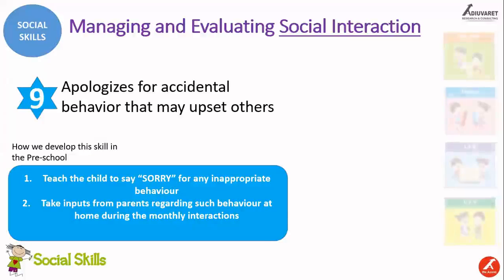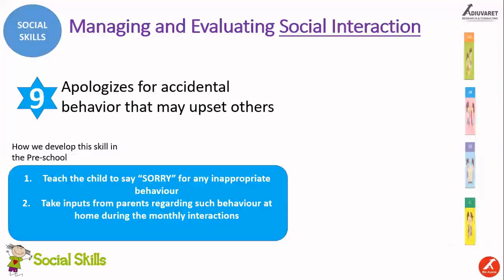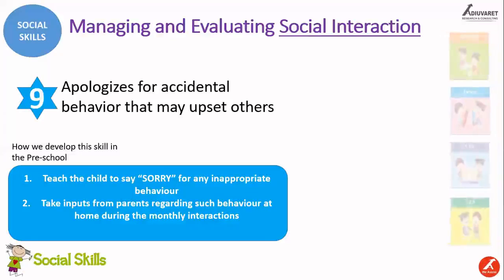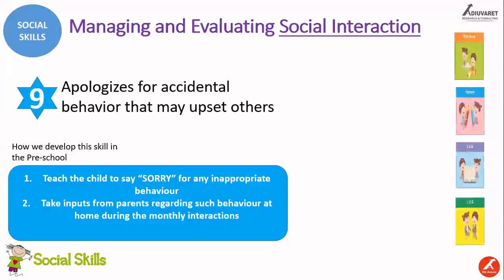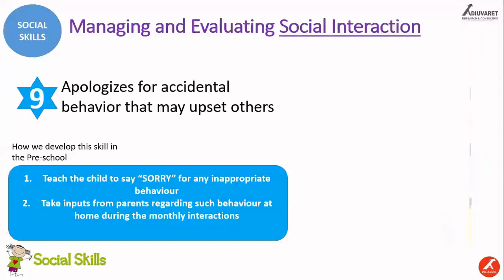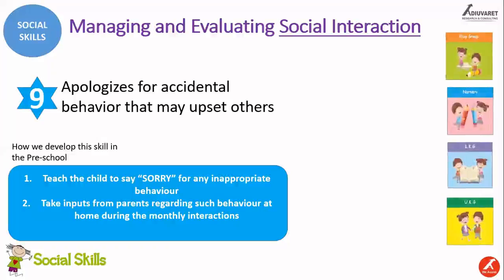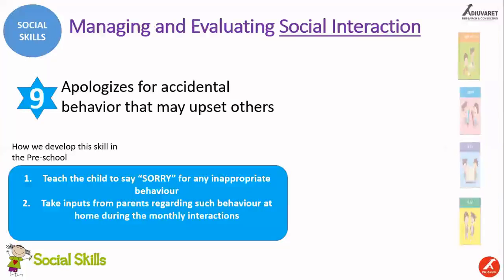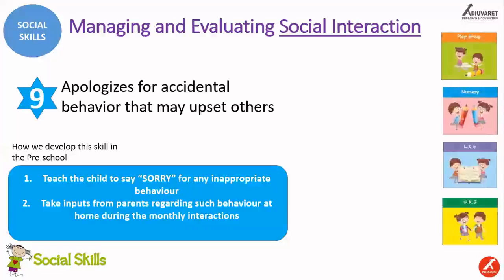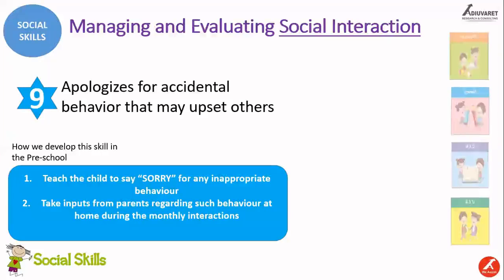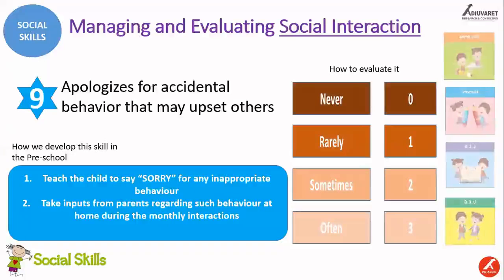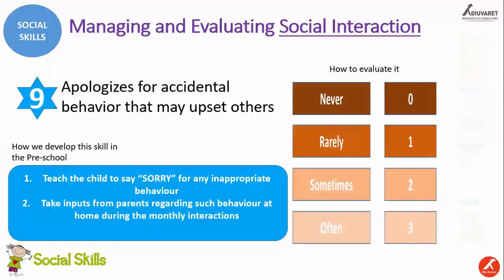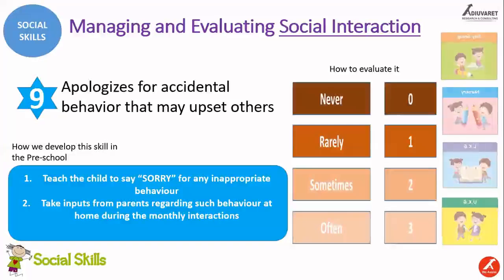And every time we must monitor whether the child is proactively saying the word sorry or not. Then take inputs from the parents, also from the monthly meeting, on whether in the household environment the child often says sorry to others when displaying some kind of accidental behavior. This will help us provide a scoring method if this particular skill is evaluated at any point of time.